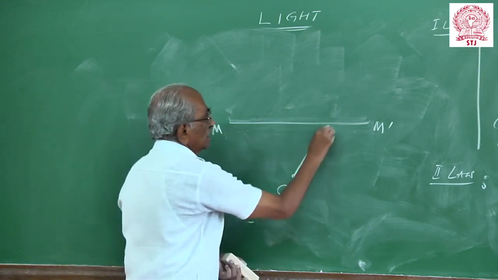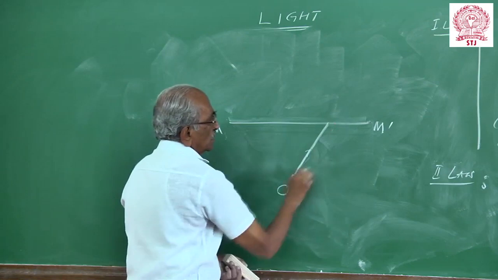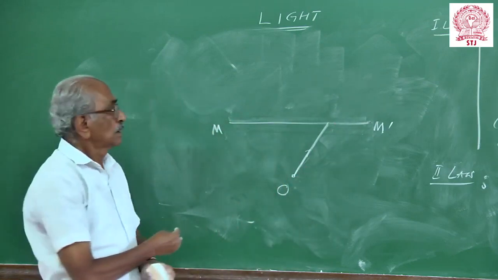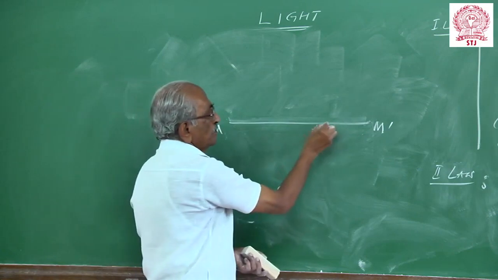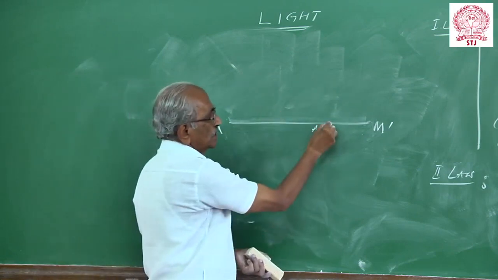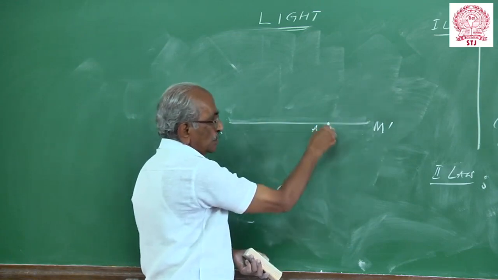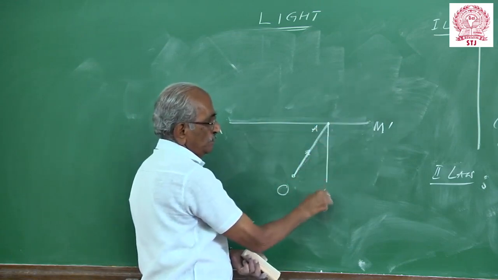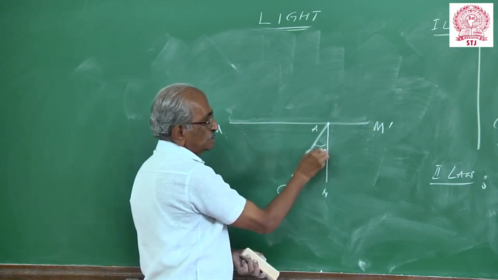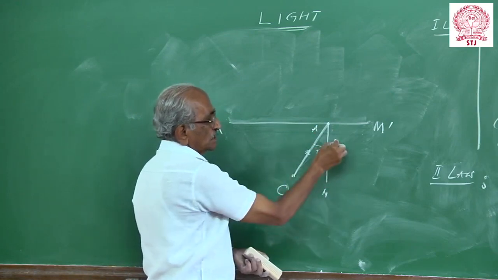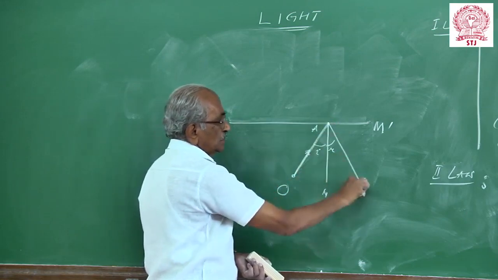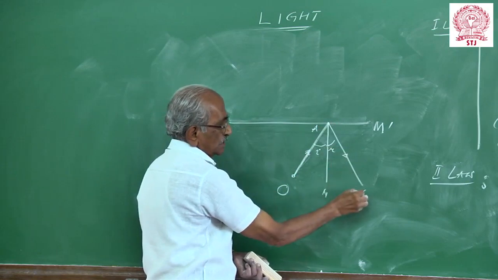Now a ray, any ray. You can take this ray, you can take this ray, you can take any ray for that matter. Now that ray falls on the mirror here, draw the normal. So these two decide a plane, measure this angle. On the other side, construct an equal angle. Now this is the reflected ray.